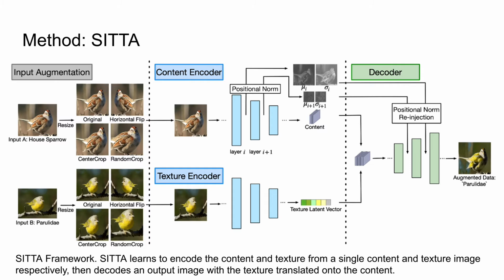Second is structural information reinjection. To better preserve the structural information and optimize training, we apply positional norm to extract intermediate normalization constants, mean mu and standard deviation sigma, as structural features, beta and gamma, and reinject them into the later layers of the decoder to transfer structural information. And third is texture latent regression. To achieve better representation disentanglement for texture and content, we use the latent regression loss, identical loss, to encourage the invertible mapping between the latent texture vectors and the corresponding outputs, and enforce the reconstruction based on the latent texture vectors.